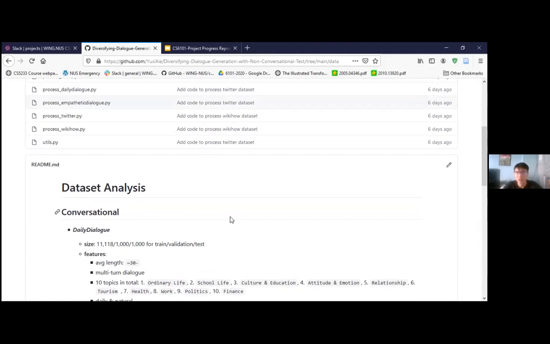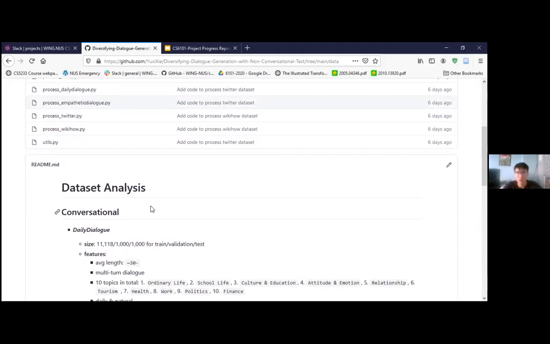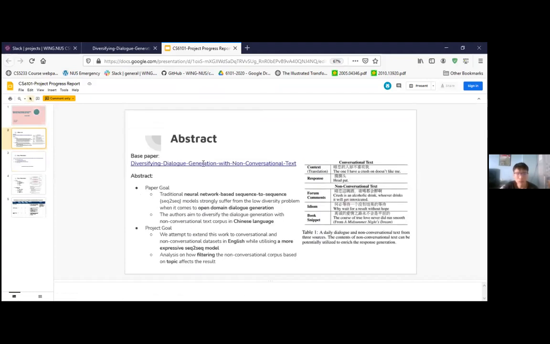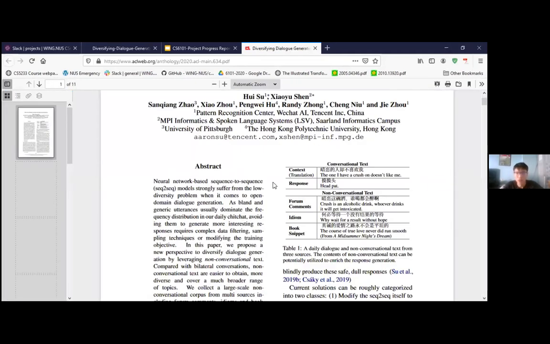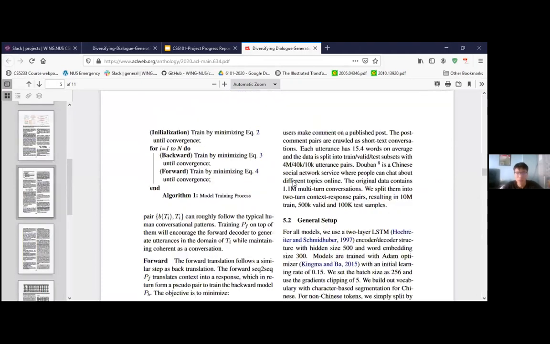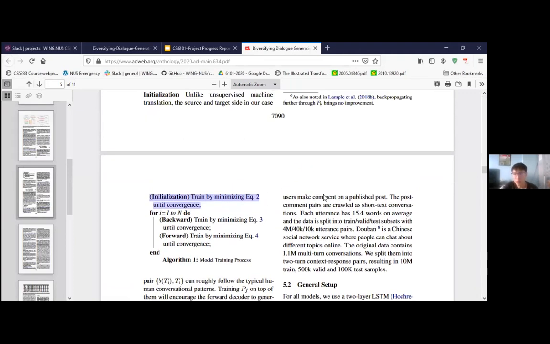So maybe first, even though we have processed this data to create the JSON files already, we have mainly only been touching on this particular data set, the conversational one, the daily dialogue portion, because we haven't gotten that far in replicating the code. So we have only been trying to do the initialization point, based on the algorithm, right? We are currently at this part, where we are trying to initialize the base model.